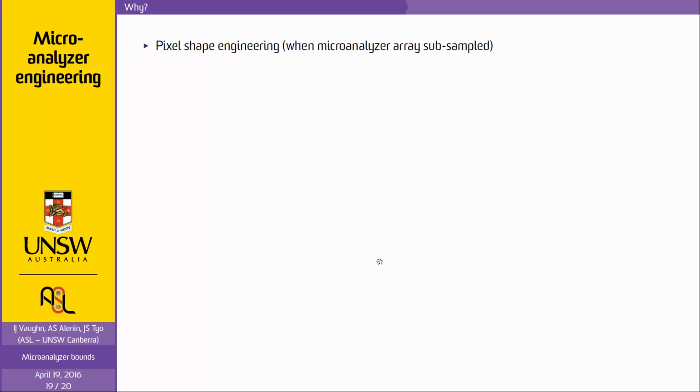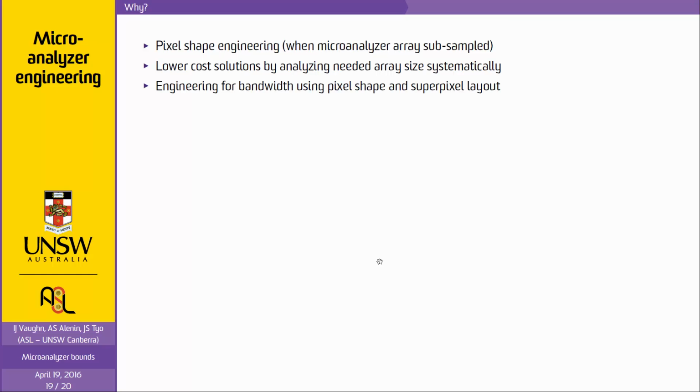So if we have these parameters that we can use to engineer microanalyzer arrays, we don't necessarily need the underlying focal plane array to have the same pixel size as the microanalyzer array. So we could do some subsampling of the microanalyzer array, and this would give us some pixel shape engineering capabilities. The other thing that we could get is perhaps lower cost solutions by analyzing the needed array size systematically for something like a compressive sensing application. And finally, we could engineer for bandwidth using the pixel shape and the superpixel or unit cell layout. This allows an optimal bandwidth for some specific task along with the subpixel sampling to be achieved given the mathematics and the physical channel structure that we've shown here today. Thank you.